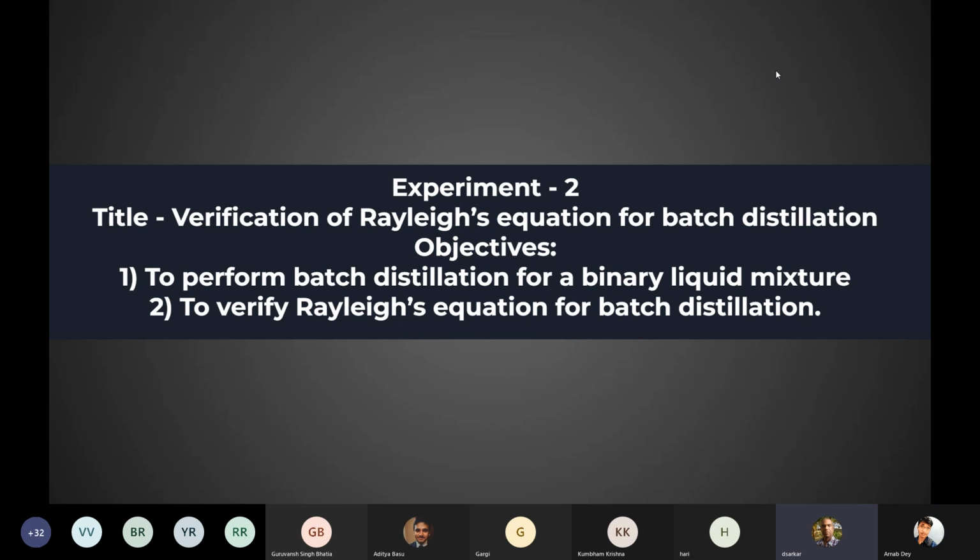Yes. Okay. So this is basically the title of the experiment, the verification of Rayleigh's equation for batch distillation. First of all, we will perform the batch distillation for a binary liquid mixture, acetone toluene mixture in our case, and then we will take the observation data from the given distillation to verify the Rayleigh's equation for the given mixture, that is toluene acetone mixture.